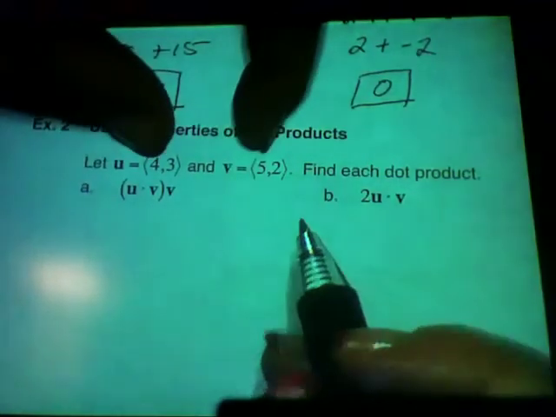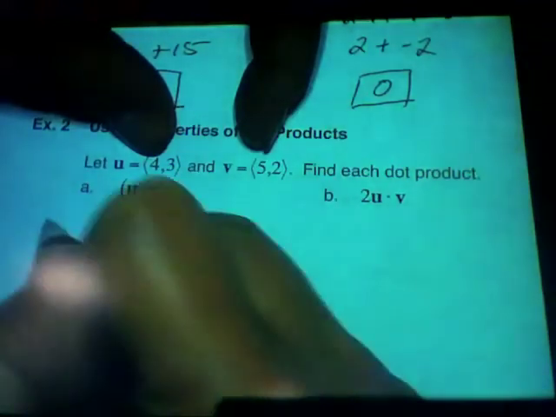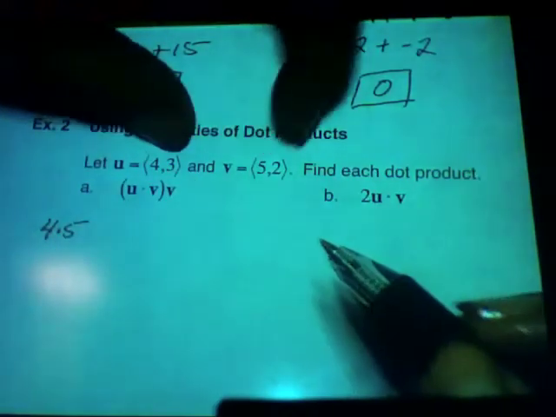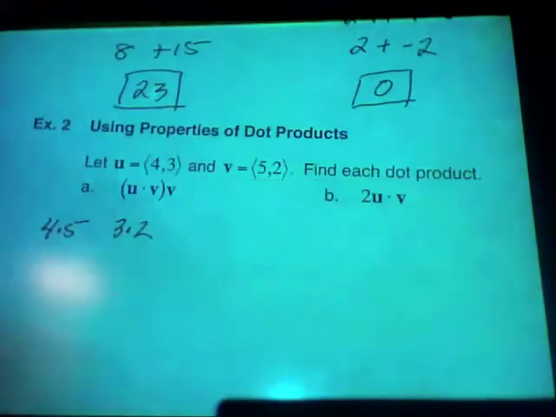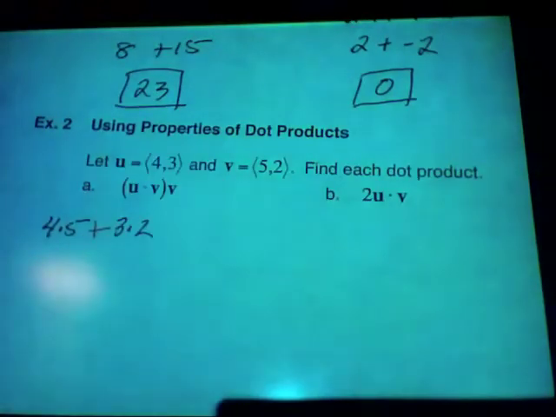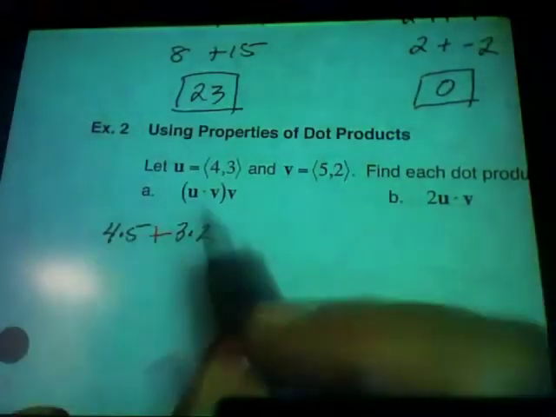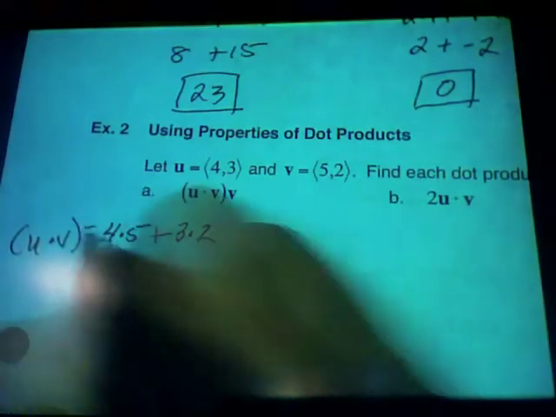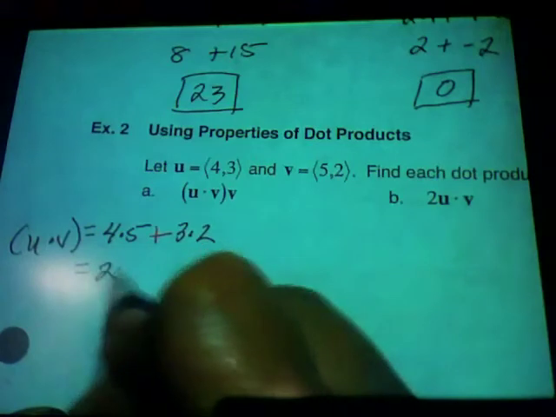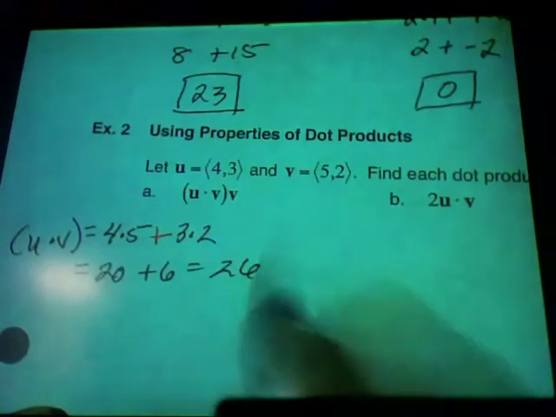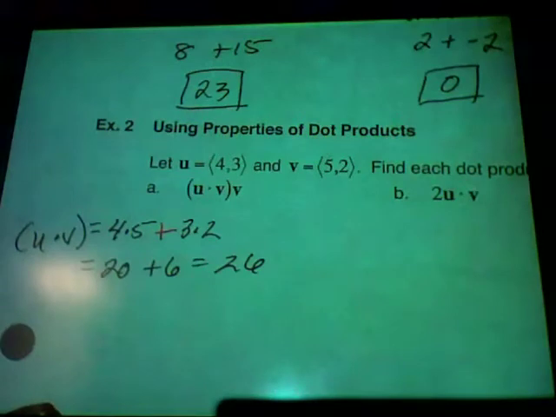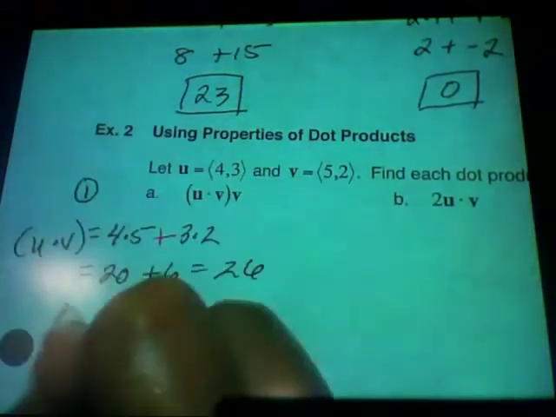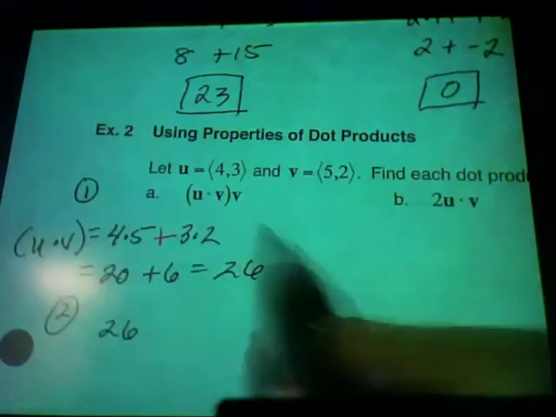So multiply 4 times 5 and 3 times 2, and we're going to add those together. You might want to put this off to the side because we're going to do these in pieces. It's really hard to try to do it all at once. So my u times v is equal to this. Don't I get 20 plus 6 is 26? So I'm going to take that. Now it's a scalar, right? So this is step 1. For step 2, I'm going to take 26 and multiply it to v.